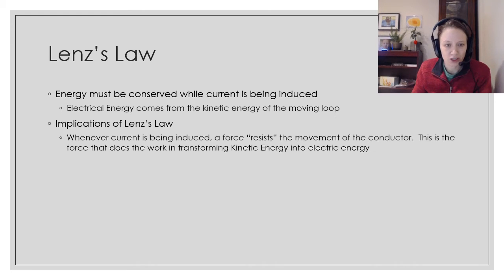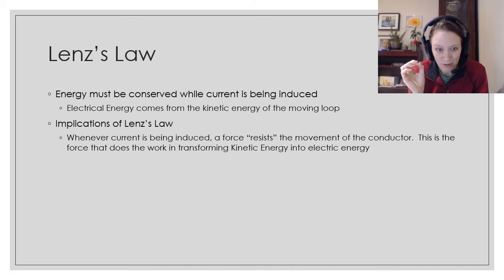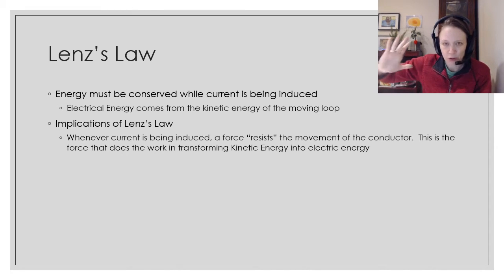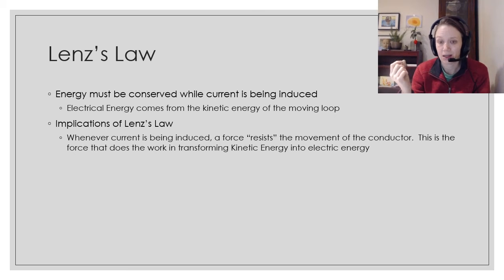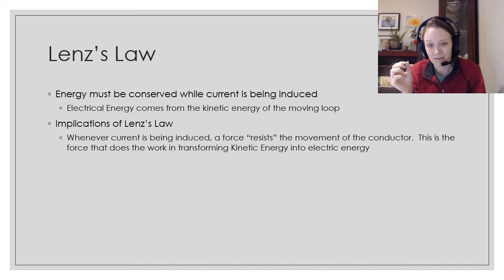There are a couple of implications of this. If we are inducing current from motion, the motion has to actually slow down, right? We've got to suck some of that kinetic energy out of the movement of the coil or loop, or we at least have to be pushing on that coil or loop to make it keep moving at the same speed. Consequently, there will be a force that is resisting the movement of the conductor into that field.